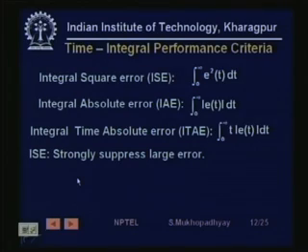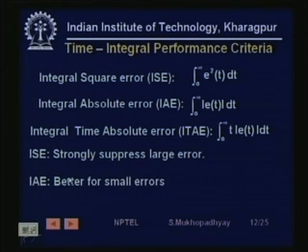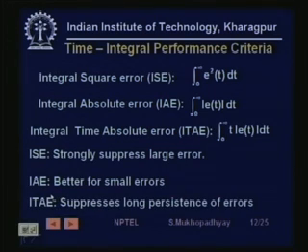So that's what this says, that the integral square error strongly suppresses large errors. The integral absolute errors are better for small errors, because in small errors e squared t becomes even smaller, so the small errors are not penalized. And in ITAE, what we want is that errors quickly converge, so we want to suppress long persistence of errors.